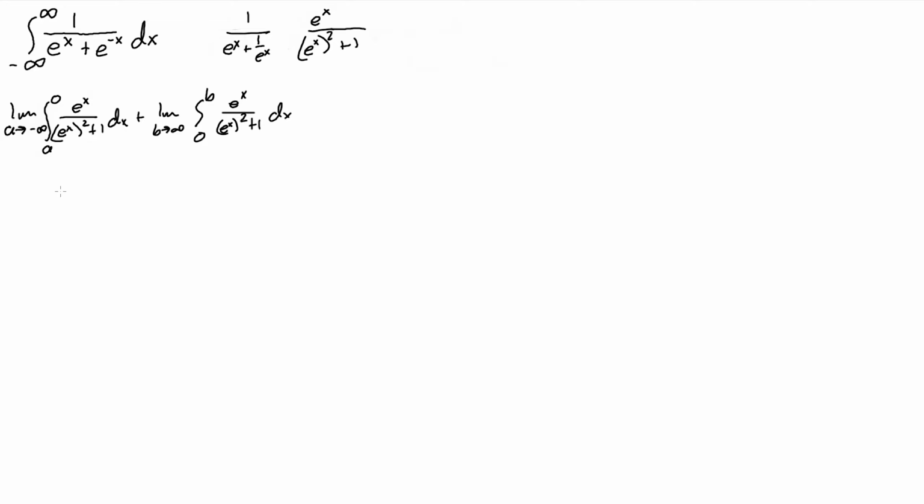Now the antiderivative of this is the inverse tangent of e to the x, because this piece right here, if you take the e to the x out, it's 1 over something squared plus 1. Well, that's the derivative of inverse tangent. We still have the limit as a approaches negative infinity on this, and we're going to go from a to 0, plus limit as b approaches infinity of inverse tangent of e to the x, and that's going to be 0 to b.